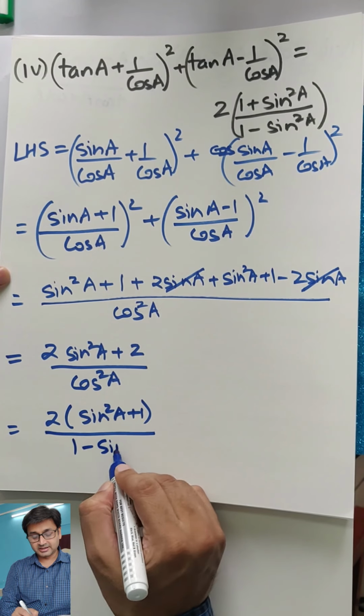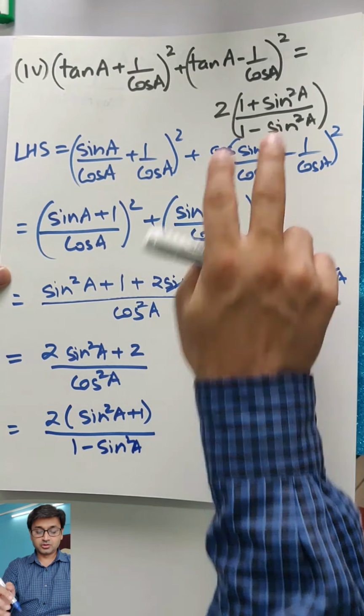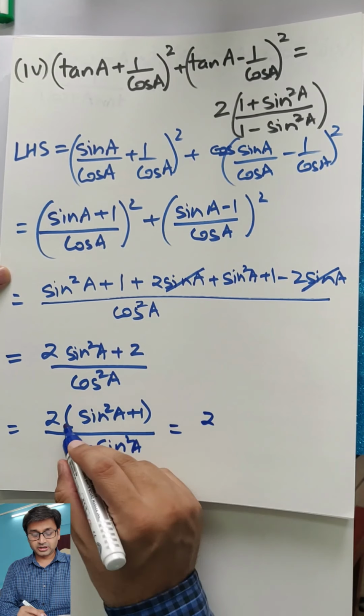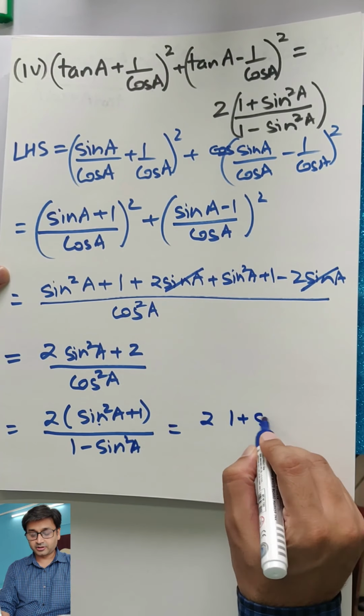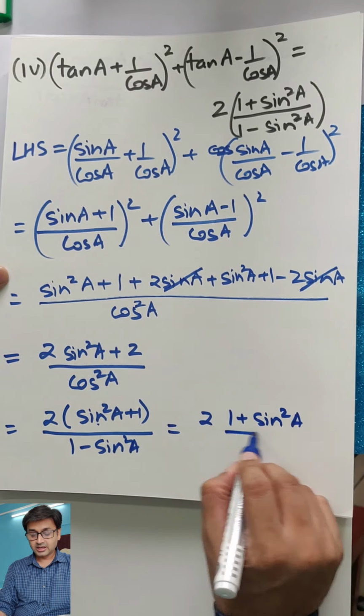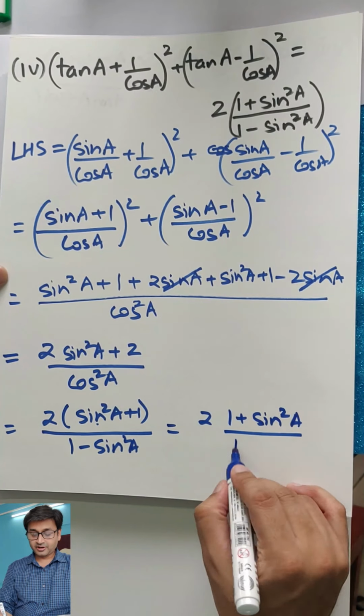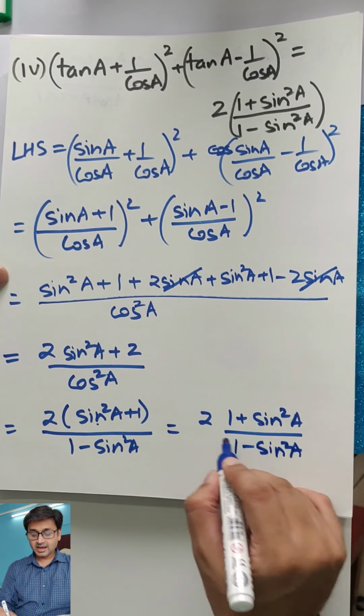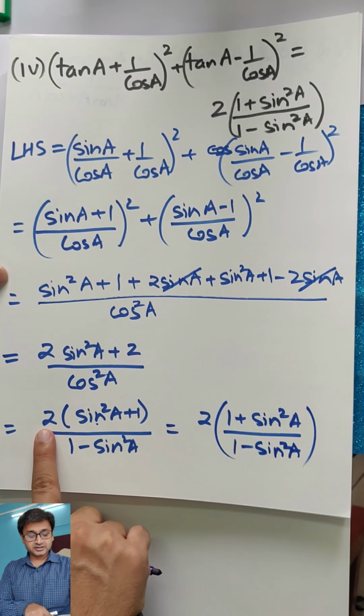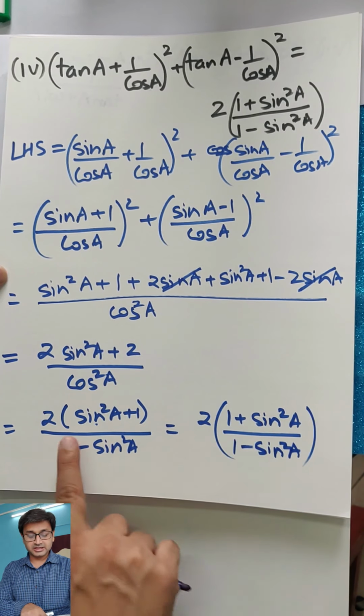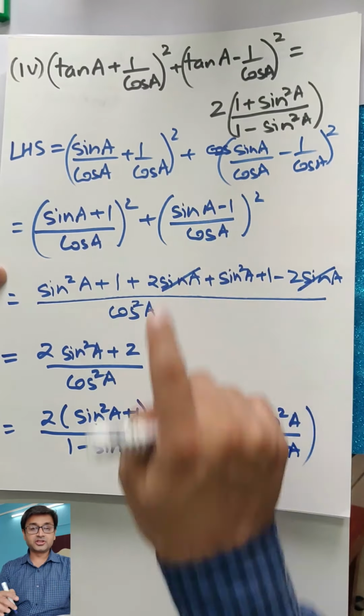Cos square becomes 1 minus sin square. There you go. So the final step is pulling out 2 common and writing this in proper order: 2 times the bracket of 1 plus sin square A upon 1 minus sin square A. If you write it this way or that way, both mean the same. Alright, did you manage to reach here?